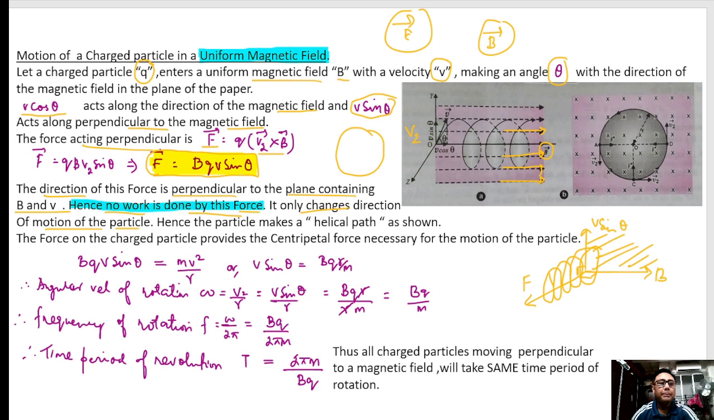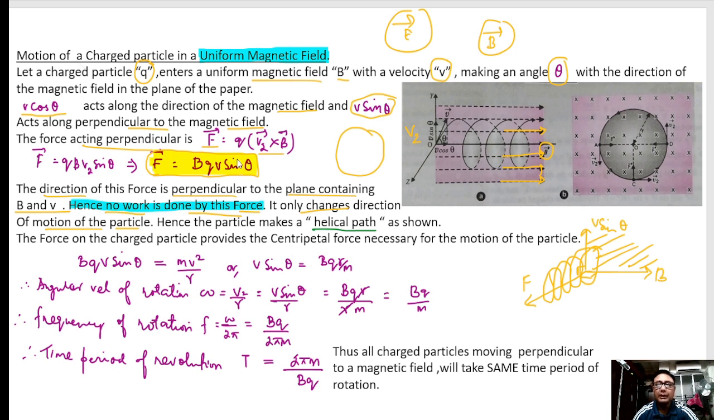So the particle here is actually showing a helical path. As you can see, this is the helical path. The particle is moving in a helical path. This is called a helix. Circular motion, but making a helical path.